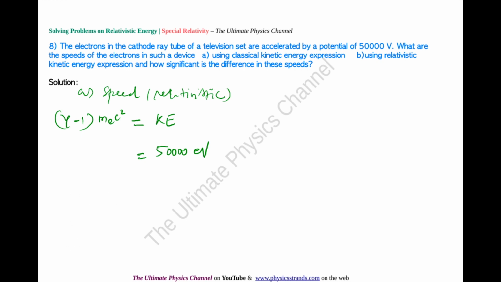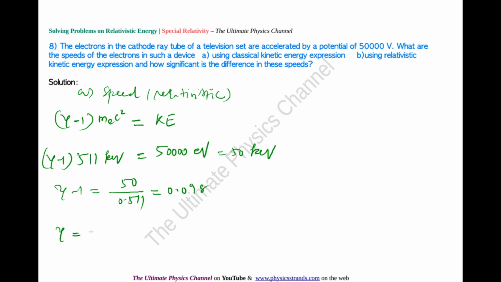So on the left side we have gamma minus 1. Again we have to write the rest energy of the electron, which is 0.511 MeV. That can be written as 511 keV, because here we have 50 keV, kilo electron volts. So gamma minus 1 turns out to be a ratio of these two, 50 over 511, and that would be 0.098. So gamma becomes 1 plus this value.